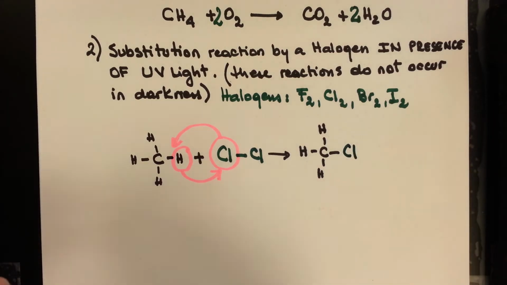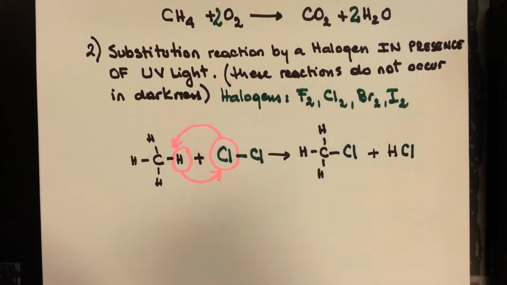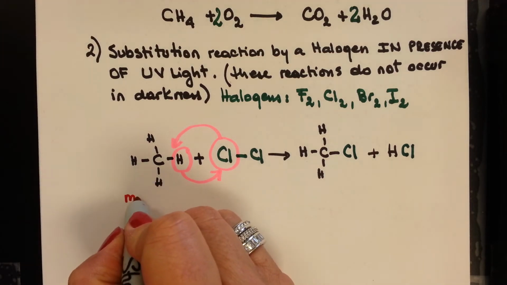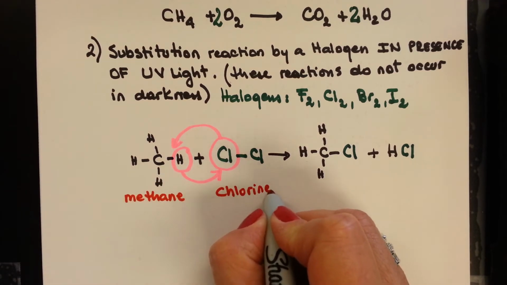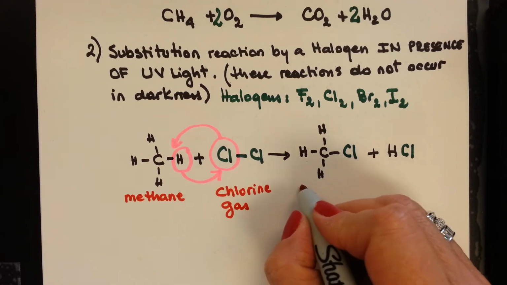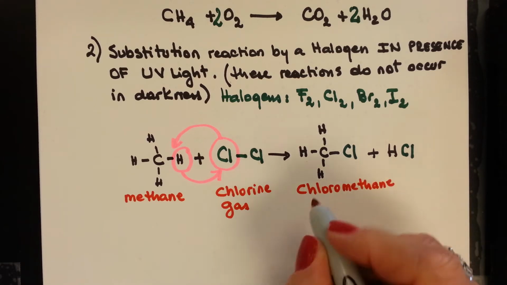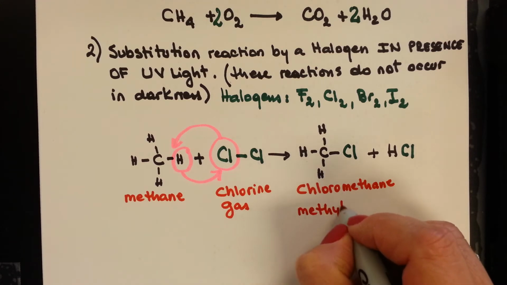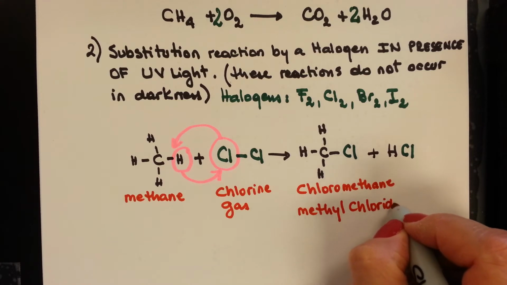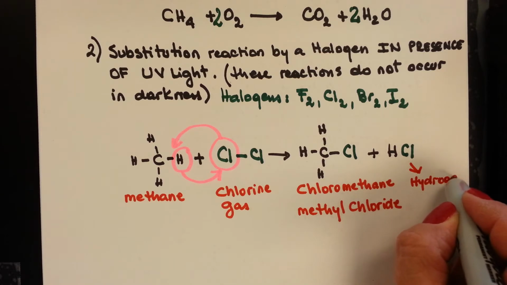chloromethane, plus hydrogen chloride. How do we name this compound? This is called methane. This is chlorine gas. This is chloromethane, or methyl chloride. And this one is hydrogen chloride.